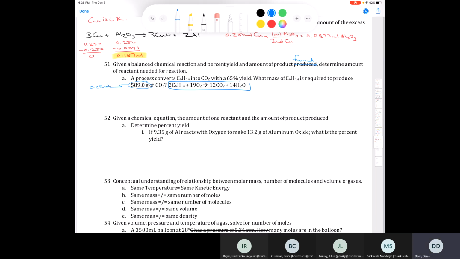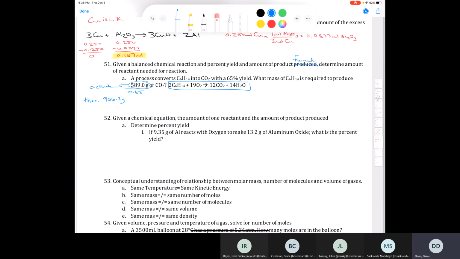So what's our theoretical yield going to want to be? We're going to want to make much more than that. We're going to divide that by 0.65. So 589 divided by 0.65 gives us 906. So if we take this 589 and divide it by 0.65, we end up with a theoretical yield of 906.2 grams.